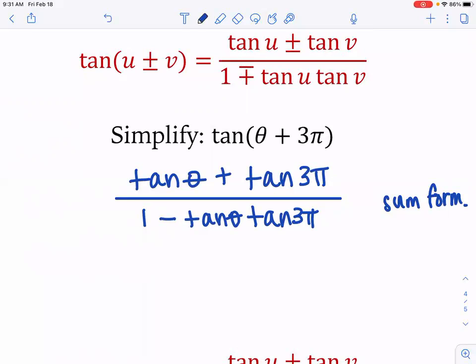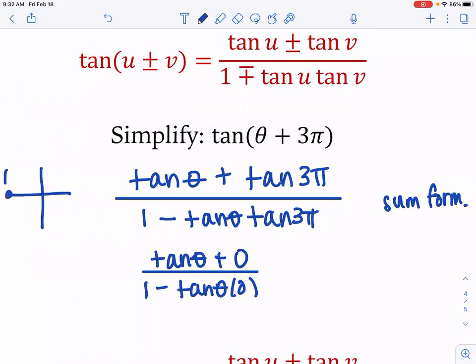3 pi is coterminal to what angle? Hey, nice job. The tangent of 3 pi is going to be the same as the tangent of pi, which is? Nope. Y over x. It will be 0. Tangent of pi is 0. So here's a unit circle, right? Over here at -1, 0. When we take y divided by x, we would get 0.